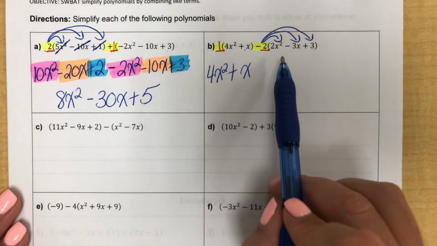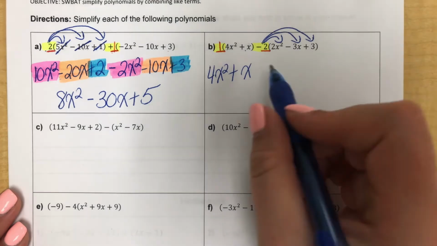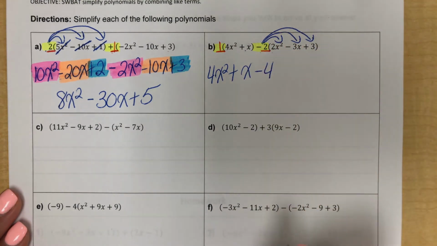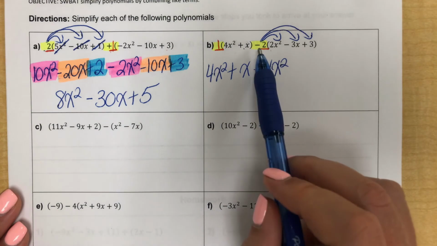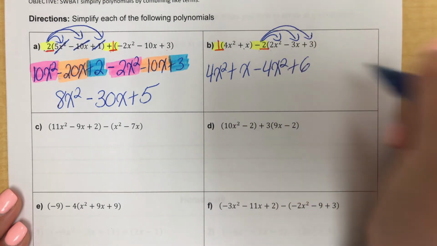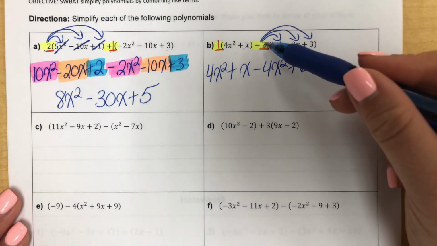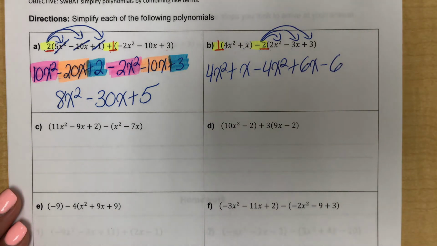Now the second set of parentheses will change. So let's distribute that negative 2. Negative 2 times 2 is negative 4, and then I bring down the x squared. Negative 2 times negative 3 is positive 6, and then I bring down the x. And then negative 2 times positive 3 is negative 6.